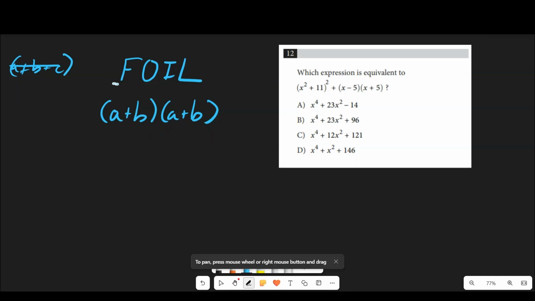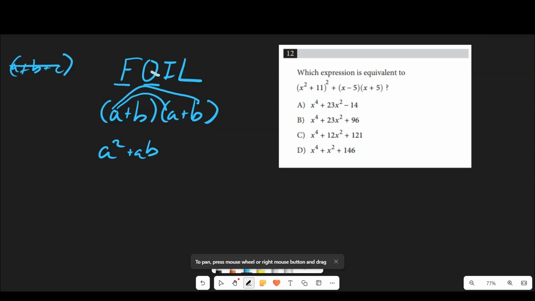Well, the F in FOIL stands for first. So we multiply the first terms in these binomials: a times a. That's the first one, we get a squared. Then we do the outer terms, the ones at the ends of the entire expression. We have this a at the start and this b at the end. You multiply those two together and you get ab.